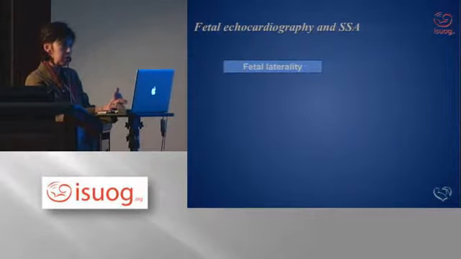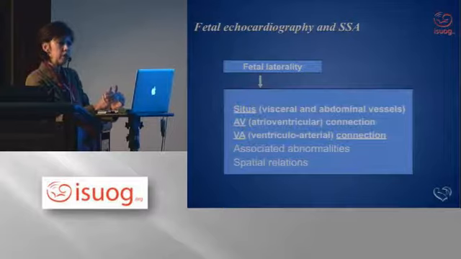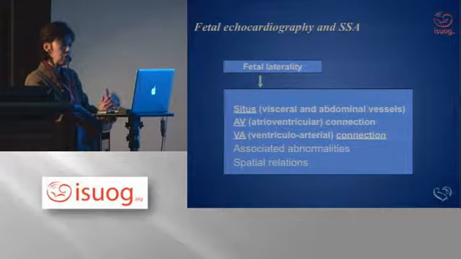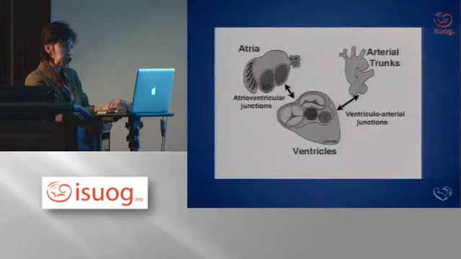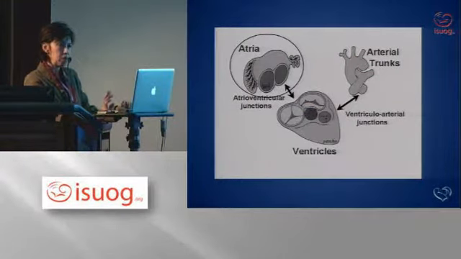So fetal laterality, and then after that, we start with the sequential analysis that we use in the child, determining the situs, the atrioventricular connection, the ventricular arterial connection, and then you start listing all the associated abnormalities and their spatial relationships. So we come back to our diagram, and we're going to start with the atria, which is looking at situs.